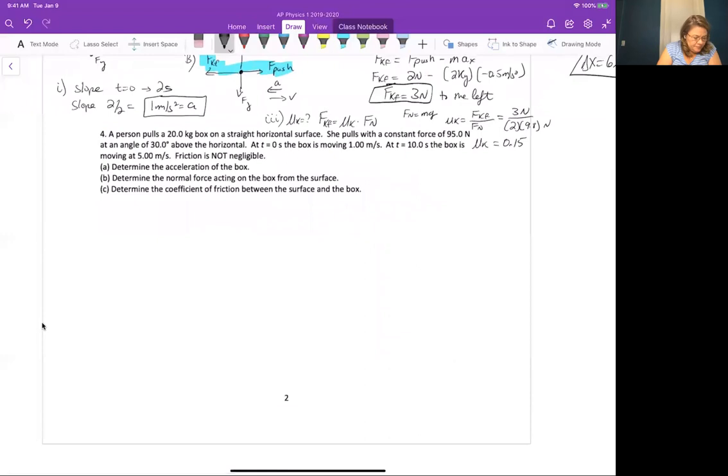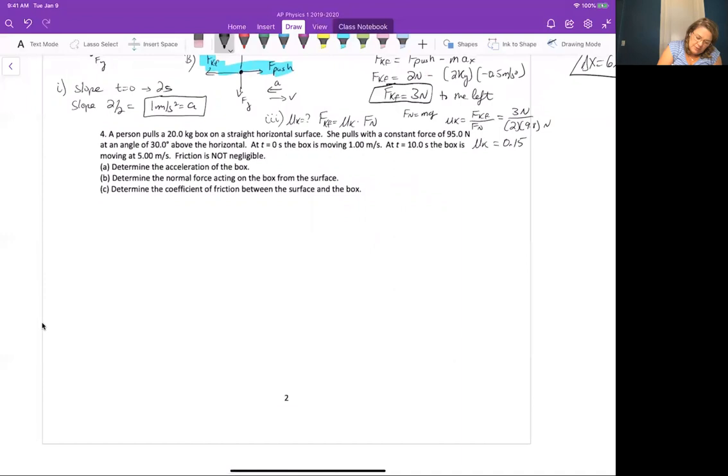Number 4. A person pulls a 20-kilogram box on a straight horizontal surface. She pulls with a constant force of 95 newtons at an angle of 30 degrees above the horizontal. At t equals 0, the box is moving at 1 meters per second. At 10 seconds, the box is moving at 5 meters per second. Friction is not negligible. I have friction. Determine the acceleration of the box.